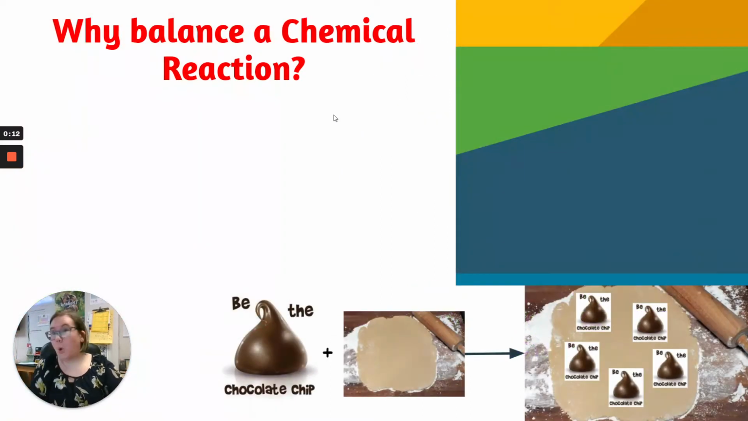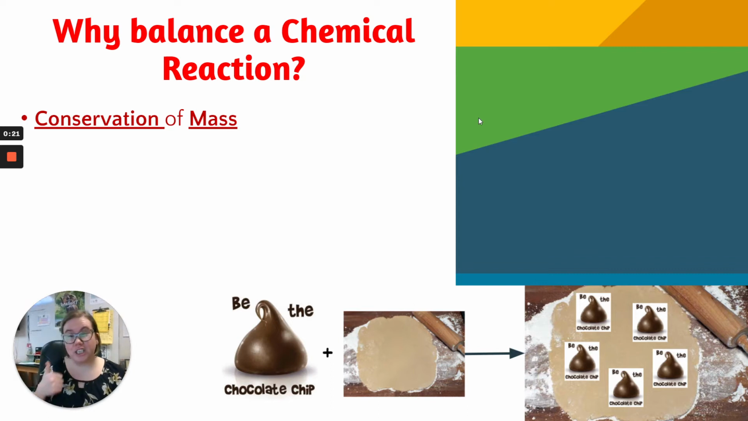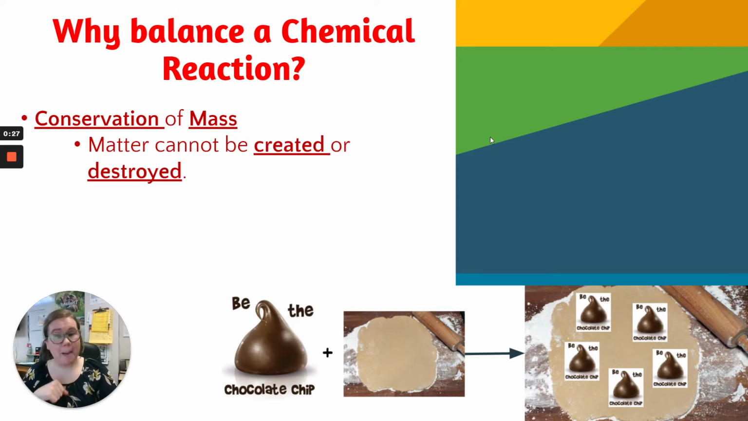So first of all, why balance a chemical reaction? What's the point in bothering to do this? First of all, our point is the conservation of mass. We have talked about this before, but it's been a bit. But remember, matter cannot be created or destroyed, right? It's got to be coming from somewhere and going somewhere else. And we need to reflect this in our chemical reactions.